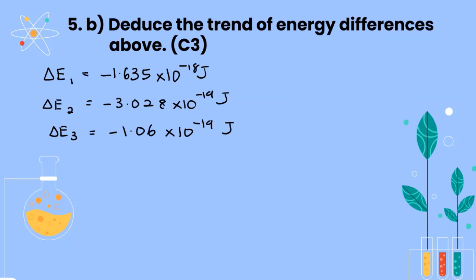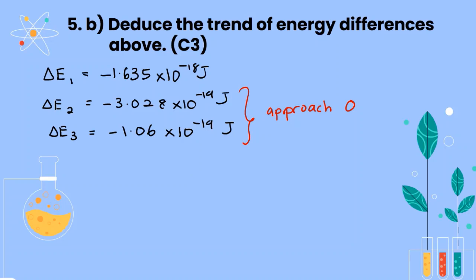As you can see here, first you have to look at the power. It started with negative 18, which means we have 18 zeros in the value. And then it goes down to negative 19, which means you have 19 zeros. So this means that the two later values here approach 0.